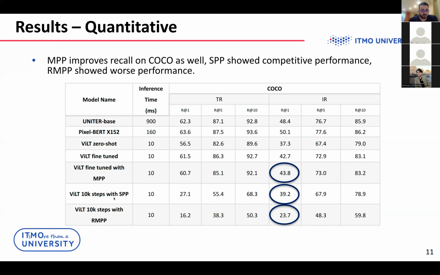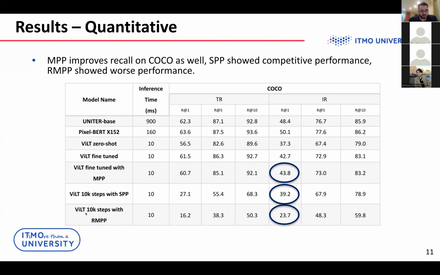We also used our SPP, the single patch prediction, where we predict only one patch. We trained only for 10K steps. For reference, the original one was trained for 100K steps, so around 10% of the training, but we achieved very competitive results. We had like 39% recall at one, and in comparison with the zero-shot, it's more than the zero-shot, but still less than the fine-tuned one.